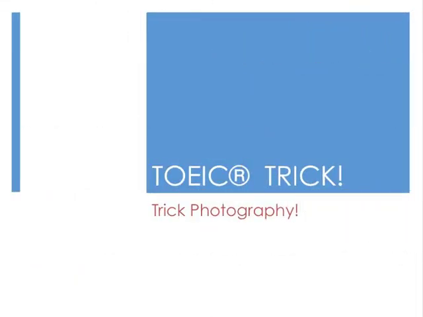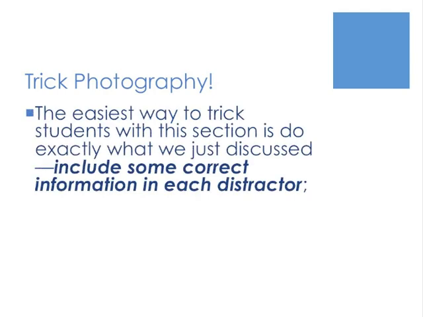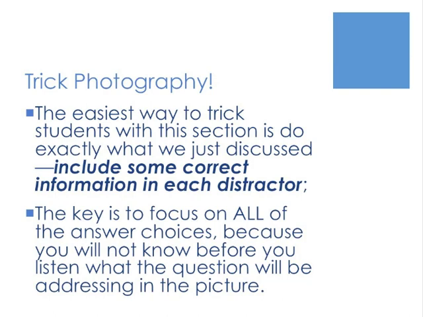Now, before we actually analyze the answers, it's a perfect time to think about the tricks that the test is trying to use. In this case, when we say trick photography, obviously we're not referring to special effects. But what we're thinking about is how can we trick students with this section of the test? One of the easiest ways to do this would be to include some information in each distractor that actually is correct. So the key is when we focus on all of the answer choices, remember, we won't really know what we're going to be focusing on until we actually hear the question.